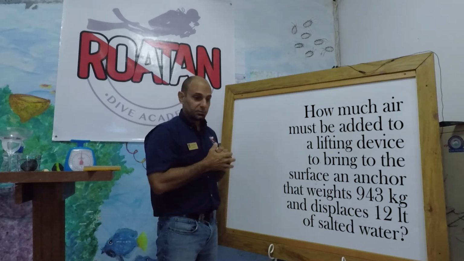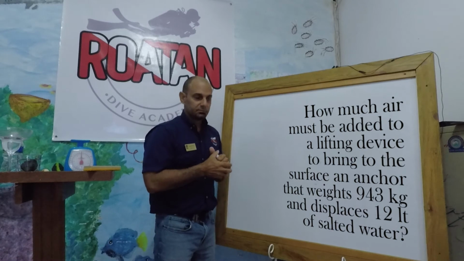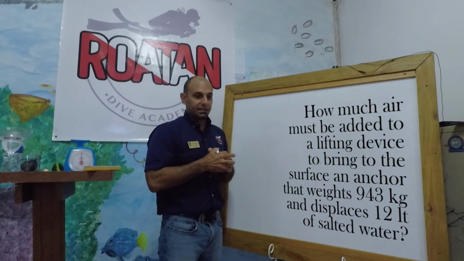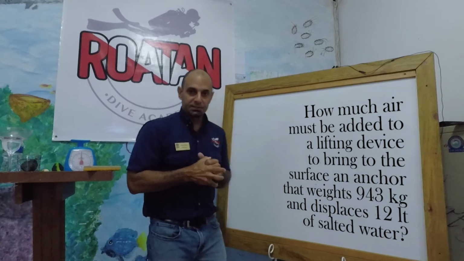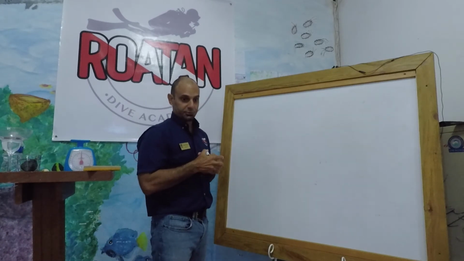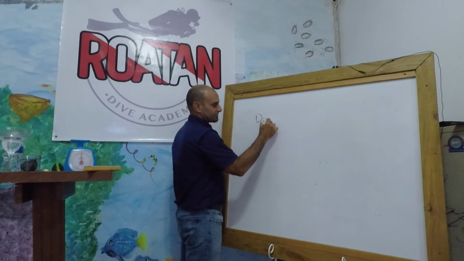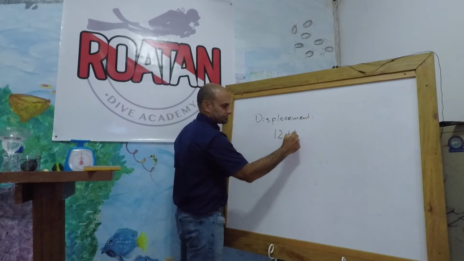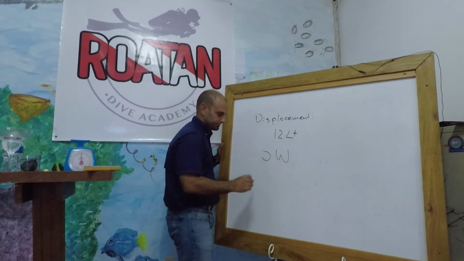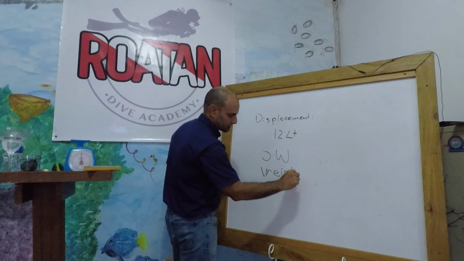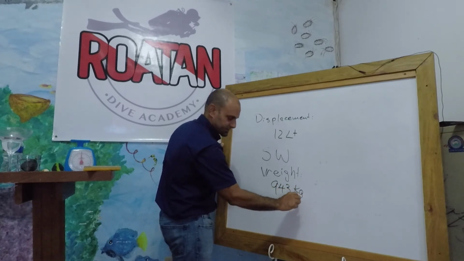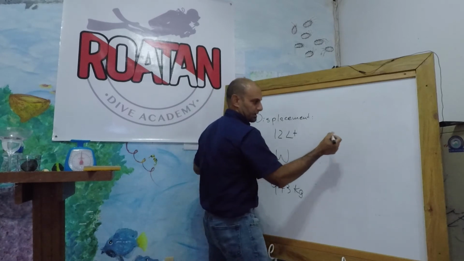We have an anchor. Okay, so it says how much air must be added to a lifting device to bring to the surface an anchor that weighs 943 kilograms and displaces 12 liters of salted water. Okay? So, I'm going to write the information now that we have read the question. So, the displacement is 12 liters. We are in seawater, and the weight of the object is 943 kilograms.